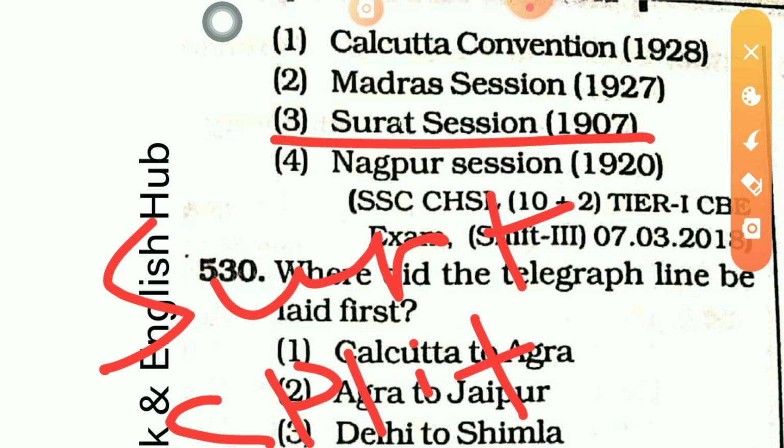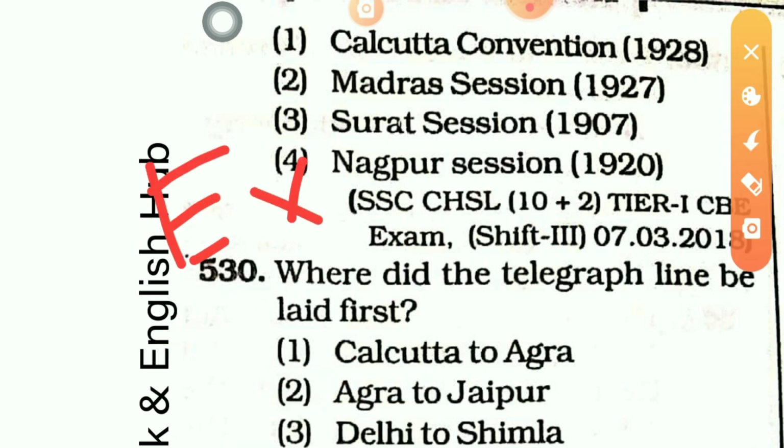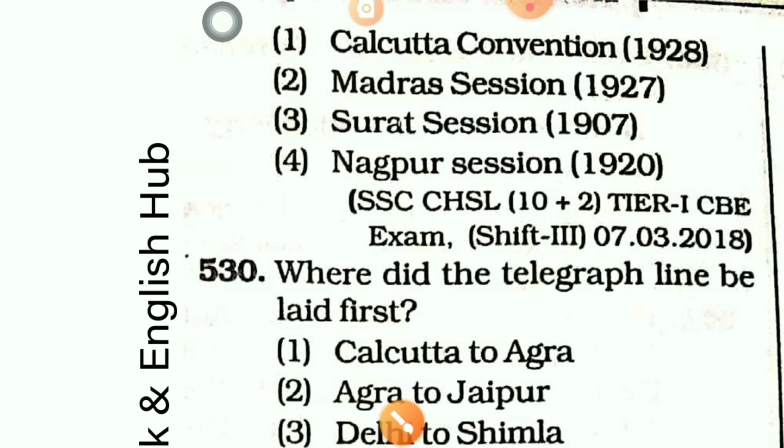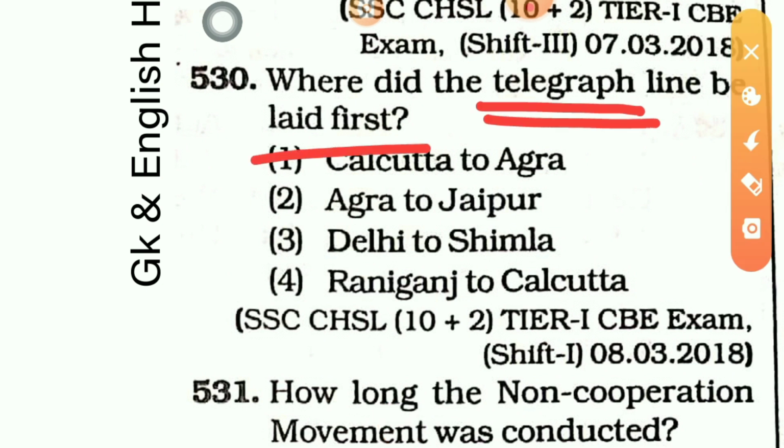And in that session, Congress was divided into extremist and moderate. Now go to the next question, that is 530. Where was the telegraph line laid first?